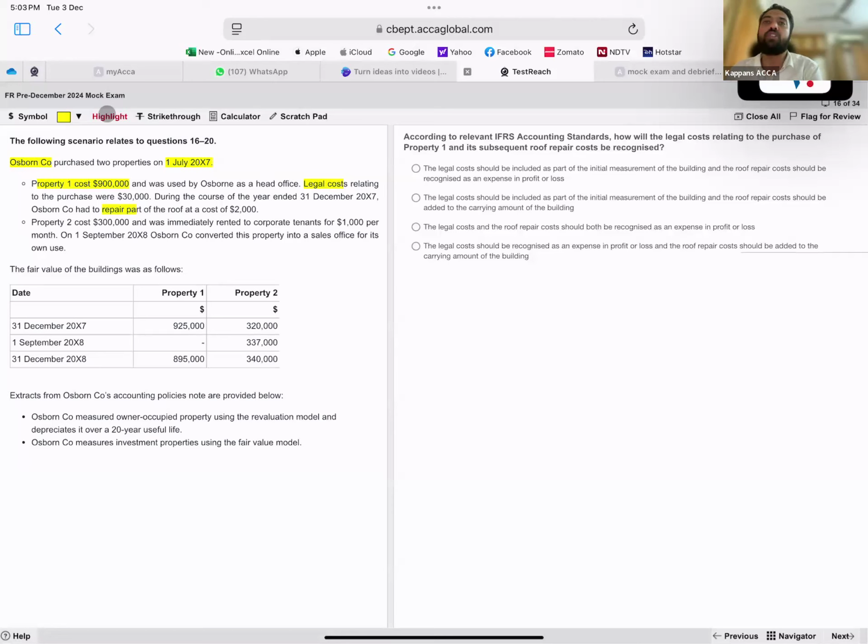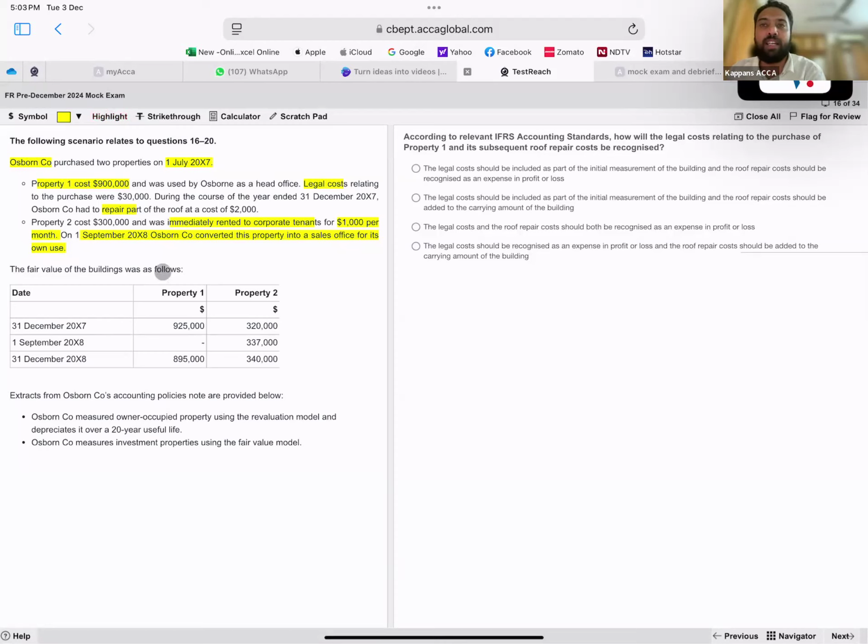Property 2 cost $300,000 and was immediately rented to corporate tenants for $1,000 per month. So property 2 is investment property since it is rented out. On 1st September 20X8, Osborn converted this property to a sales office for its own use. So there was a change in use from investment property to property, plant and equipment.